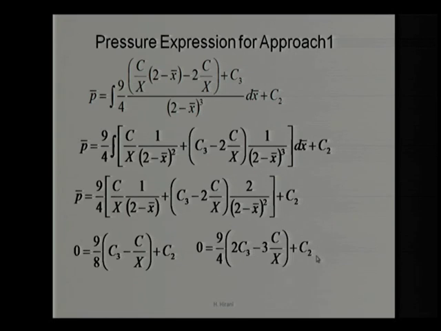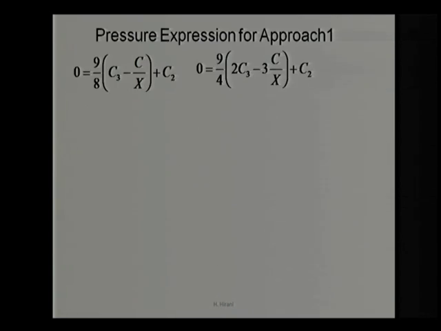Now, we have two terms c 2 and c 3, and we have two equations. We can simultaneously solve these equations to find out the integration constants c 2 and c 3. This is shown here, where we can directly represent c 2 in terms of c 3. We can say c 2 is equal to minus 9 by 8 c 3 minus c by x, and when we substitute this value of c 2 over here, we get c 3 is equal to 5 c divided by 3 x.